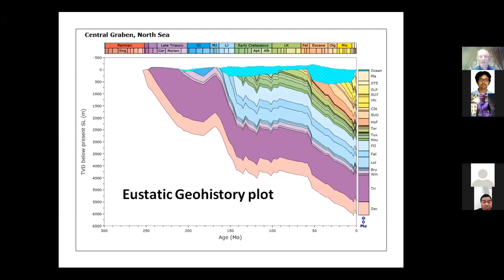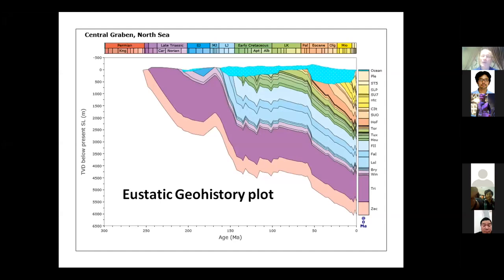Finally, recently, I recognized that we could amend the original geohistory plot to what I call a eustatic geohistory plot. And I may or may not be the inventor of this. I'm not aware of anyone else who has done it. But here our datum is present day sea level, so that we now see that the datum surface is not flat. And we can look at sea level going up and down.